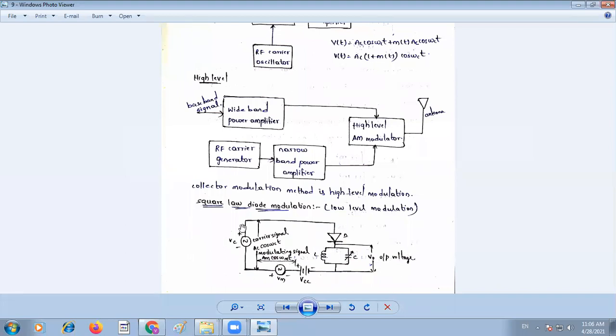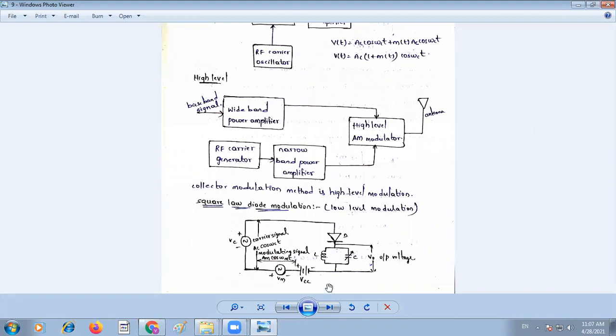When these two signals are given to the diode, FC is the carrier signal and FM is the other signal, the modulating signal. Here the diode inputs are two different signals. The diode produces the sum and difference, that is FC plus FM and FC minus FM. Now the tank circuit is the output of the low level modulation or square law diode modulator. Square law diode itself means the diode operates by the squaring of its nonlinear characteristic. That's why the square law diode modulator is the basic theme here.